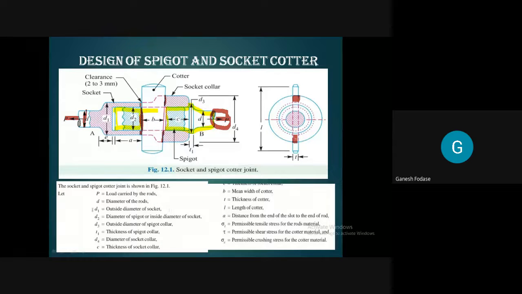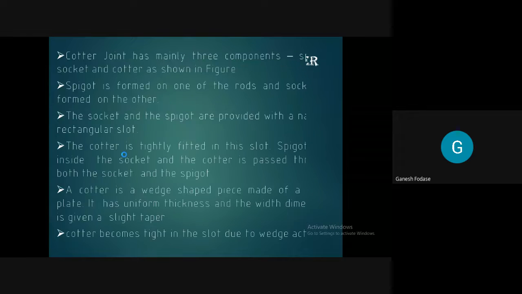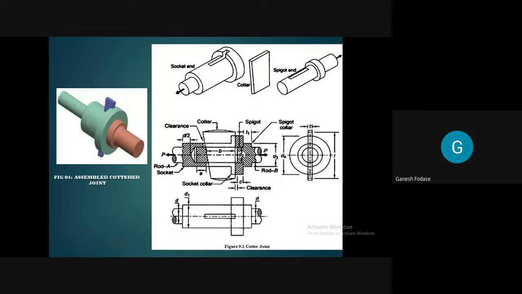Now D1 is the outside diameter of the socket. You can see this one is the outside diameter of the socket. You're not talking about the collar. The collar is a different portion. We're not talking about this portion of the socket. This one is D1. I'll show you. Which one is D1, I'm saying? Are you getting this?